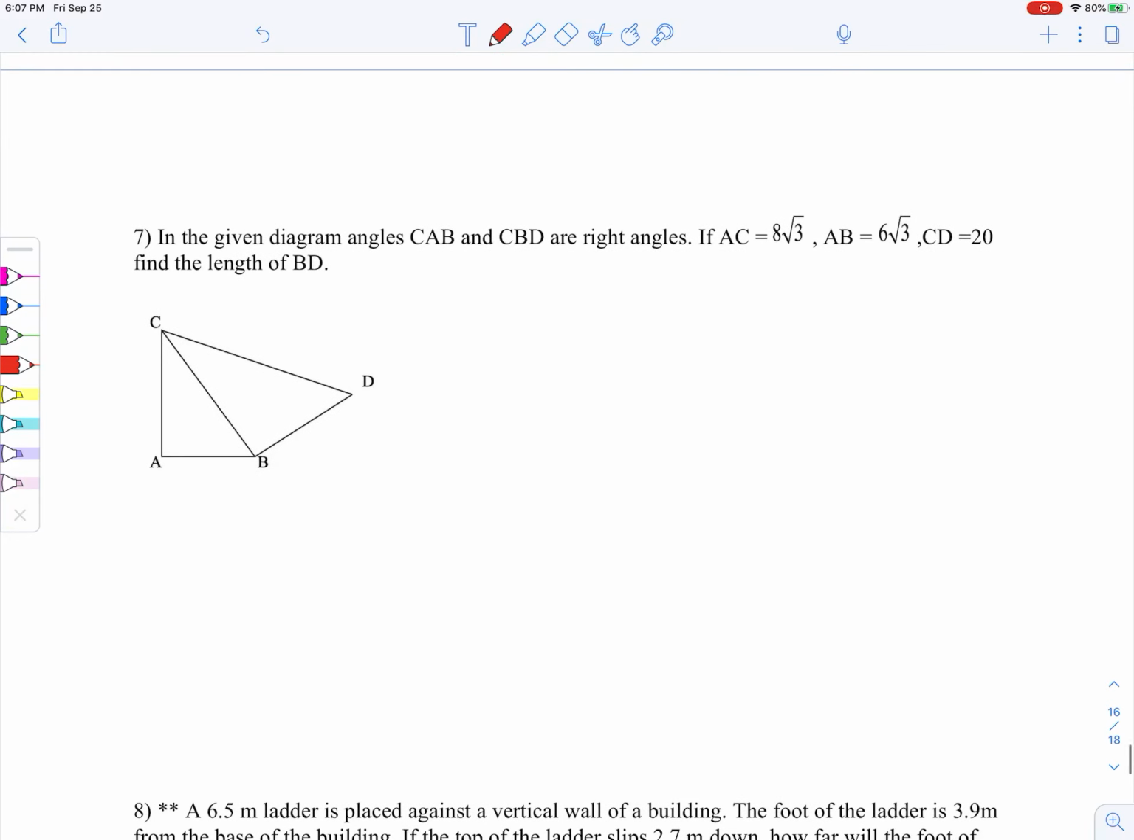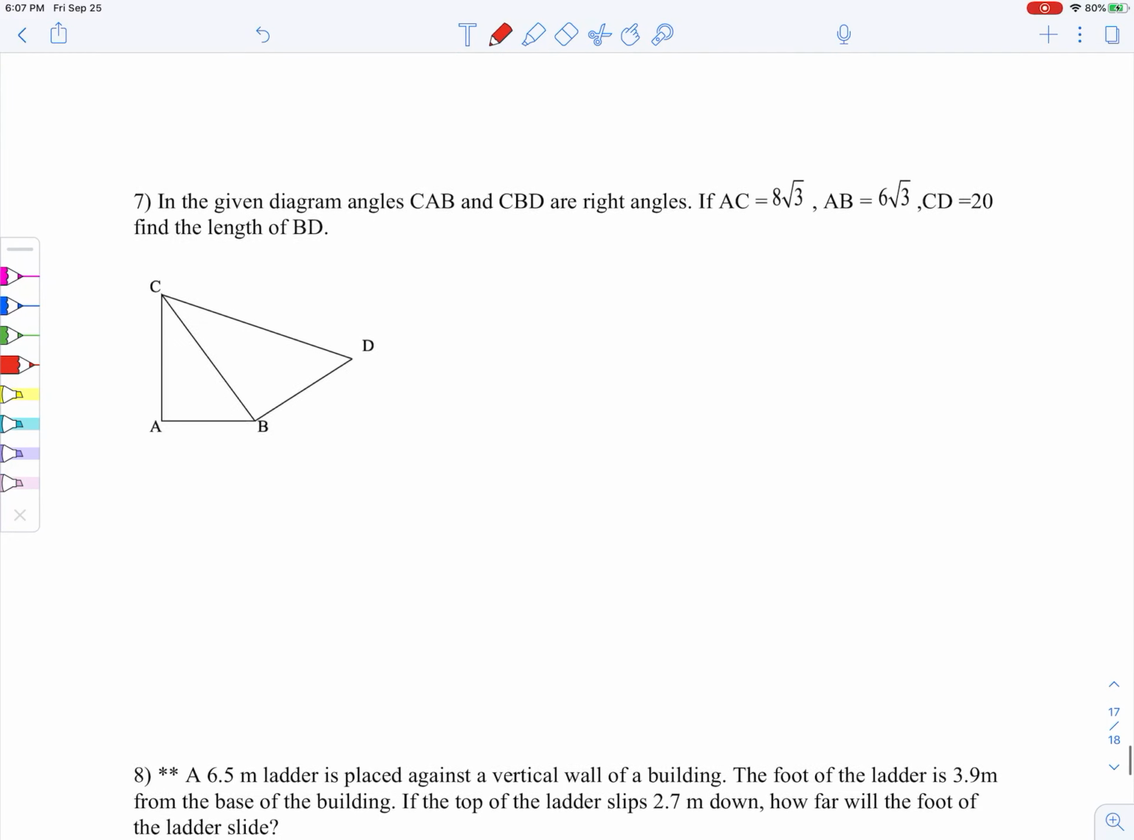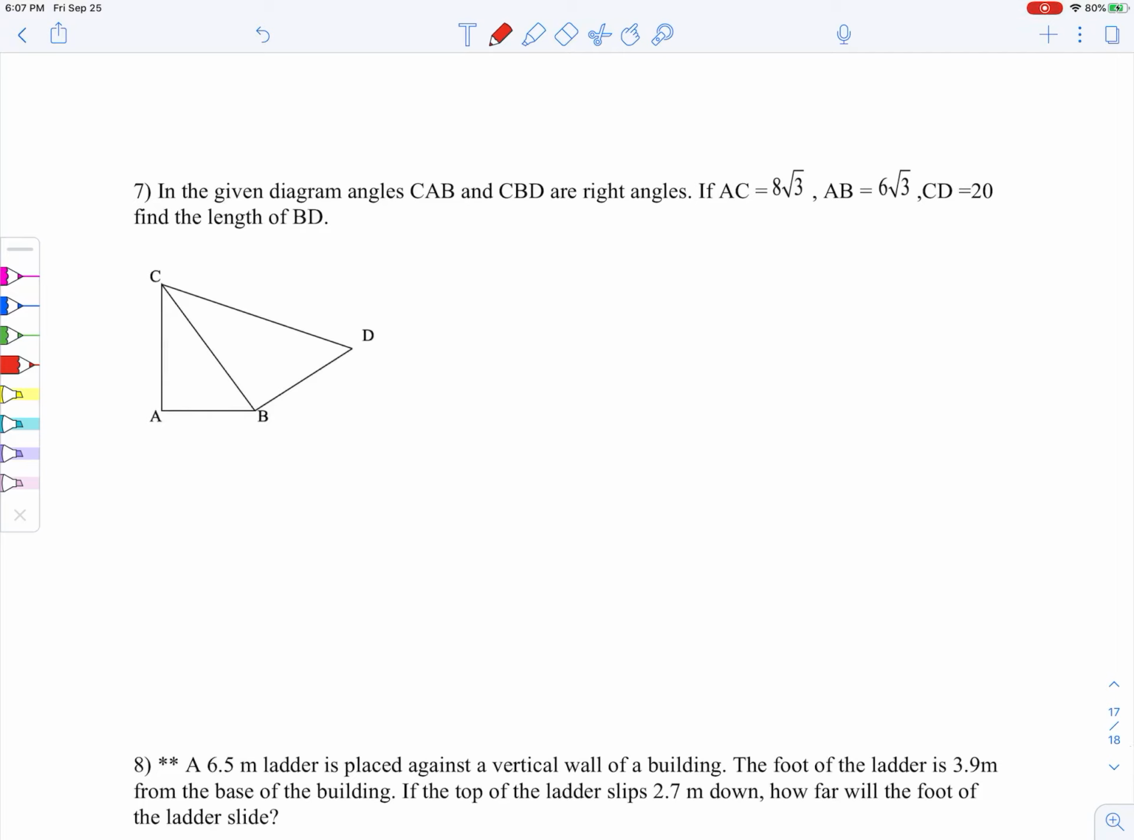Question 7. In the given diagram, we have angles CAB and CBD, and they're both right angles. So CAB is right here, so I'm going to draw it as a right angle. That means we can use the Pythagorean theorem. And it said CBD is also a right angle. Tells us a few more things.